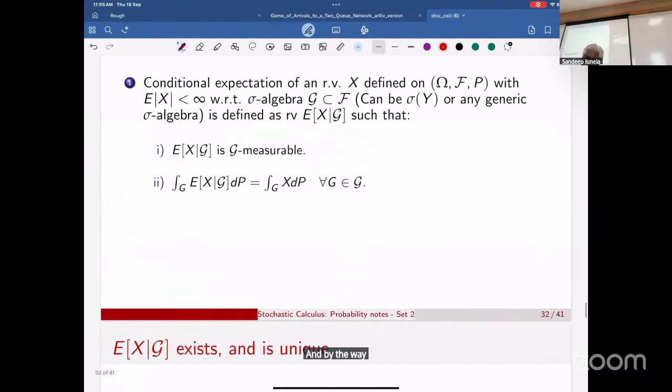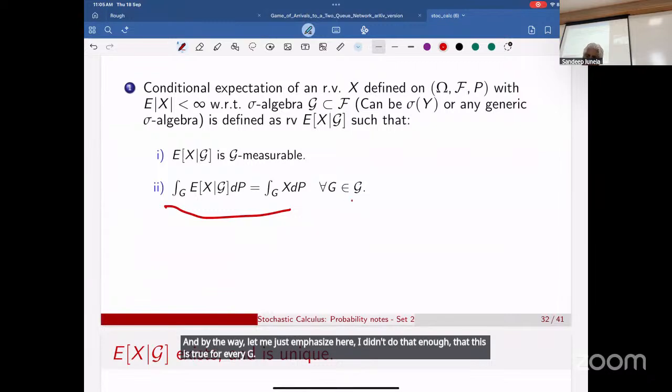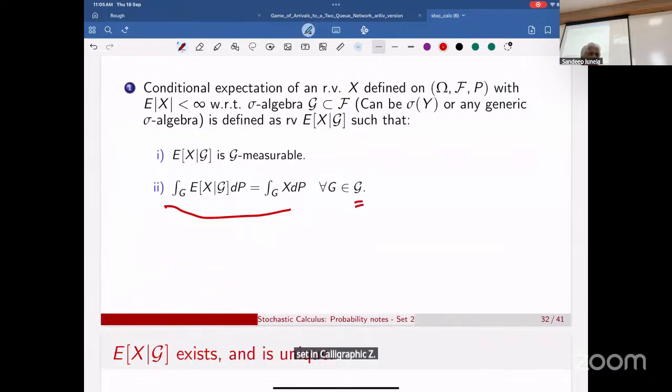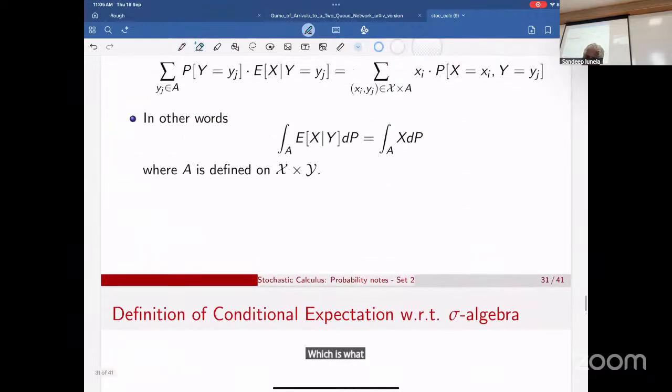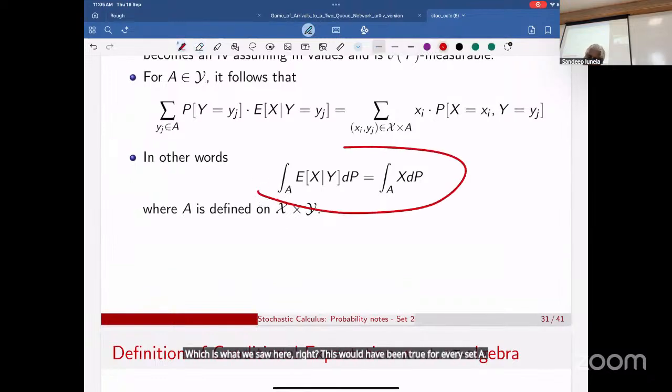By the way, let me emphasize here, I didn't do that enough, that this is true for every set G in calligraphic G. So it's a big property that we are asking. It has to integrate like X on every set G. Which is what we saw here, right? This would have been true for every set A. In elementary probability, we do get this for every set A.